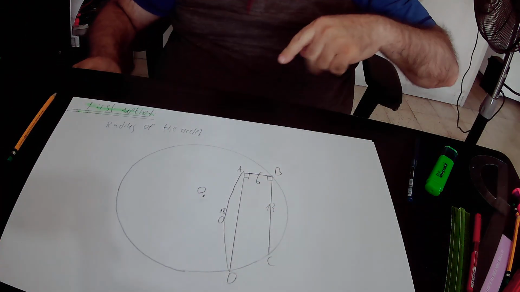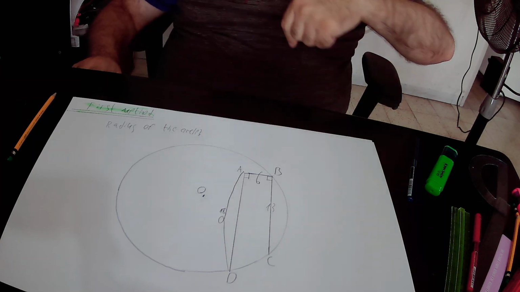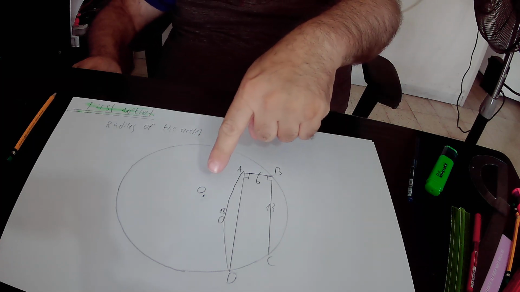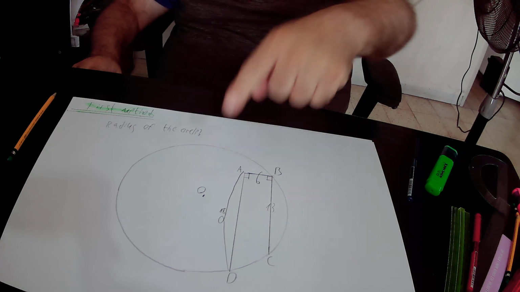Now in this lecture we'll find out the radius of the circle using two different methods. In the drawing we have a circle. Inside this, we know that the center of this circle is at point O here.